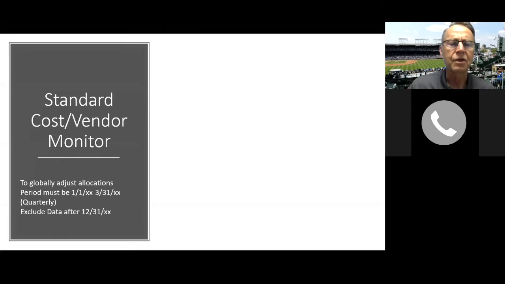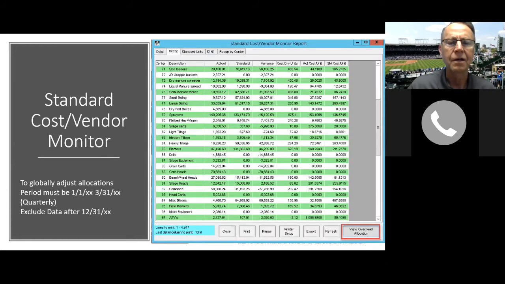And one of the other things that practices need to follow is the standard cost vendor amount report. Now, the purpose of this is to make sure that all indirect costs are allocated using standard costing, and this is what the report looks like.